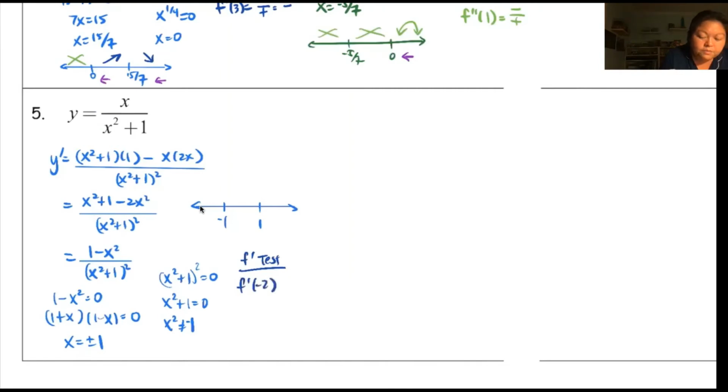F prime of negative 2. What's a good number between those two numbers? 0. What's a good number after? Positive 2. Okay, plug it into this one.